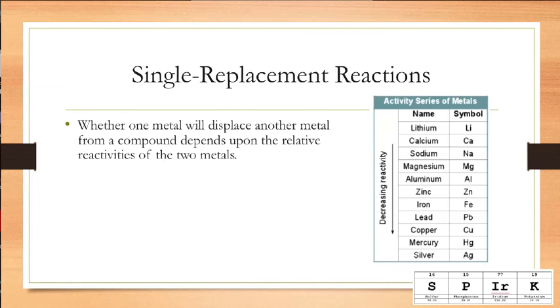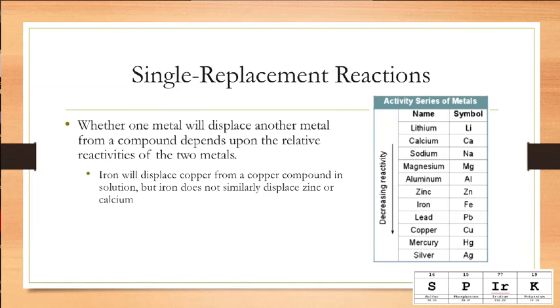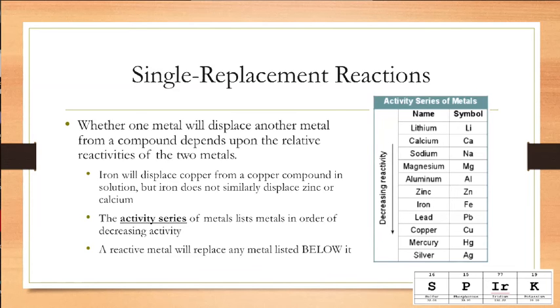In single replacement reactions, whether one metal will displace another metal from a compound depends upon the relative reactivities of the two metals. Iron will displace copper from a copper compound in solution, but iron does not similarly displace zinc or calcium. The activity series of metals, pictured on the right, lists metals in order of decreasing activity. So a reactive metal will replace any metal that's listed below it.